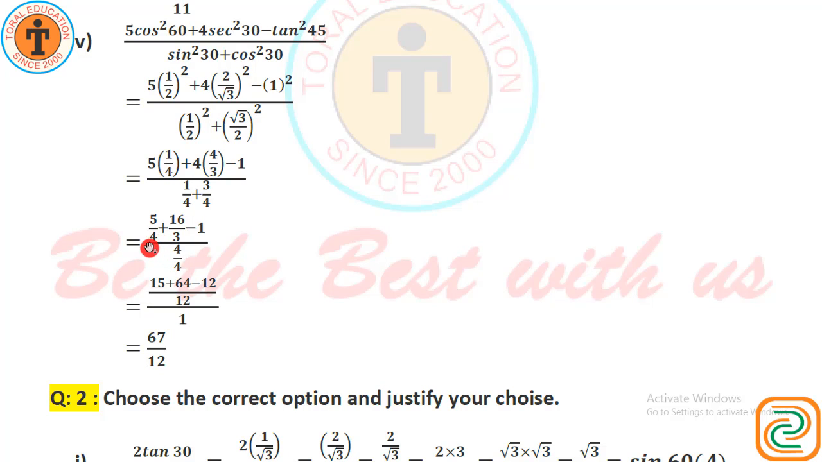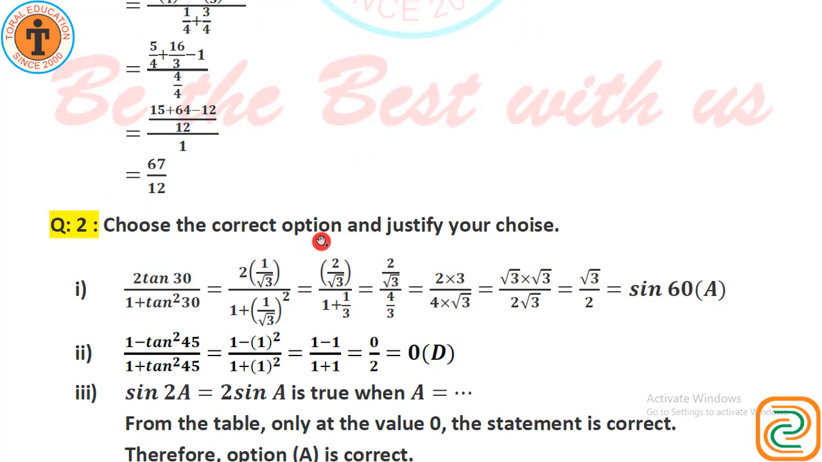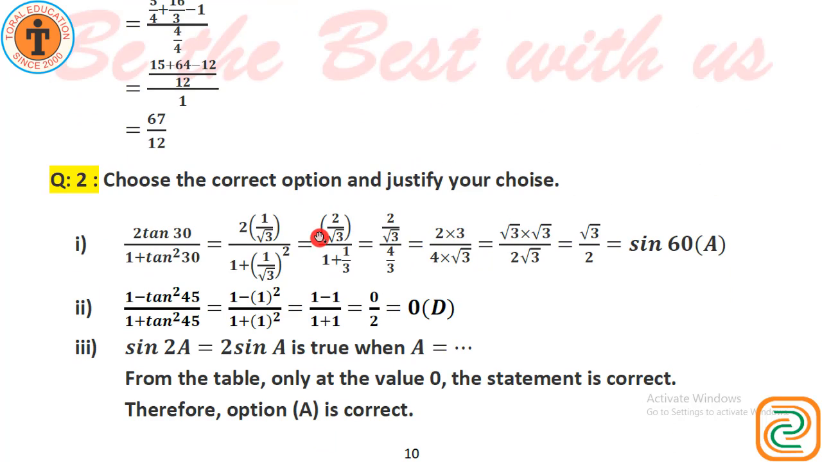Then I have taken here LCM. 4 3s are 12, and 3 will be multiplied with 5, so 3 5s are 15. 4 will be multiplied with 16, 16 4s are 64, and 4 3s are 12 will be multiplied with 1, that is minus 12 upon 12. Okay, 4 upon 4 is 1. So our answer, if we do the sum of all these, we get 67 upon 12. 67 upon 12.